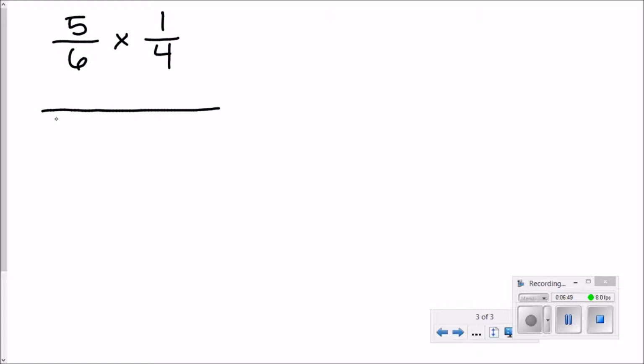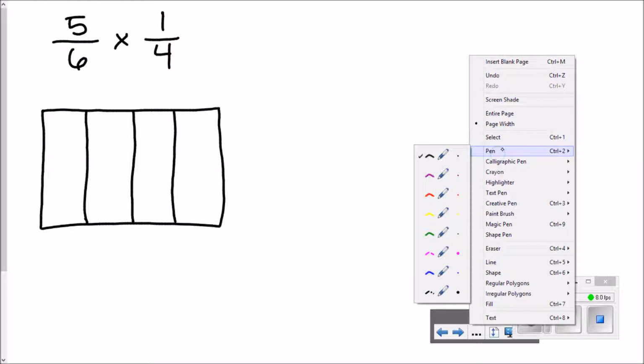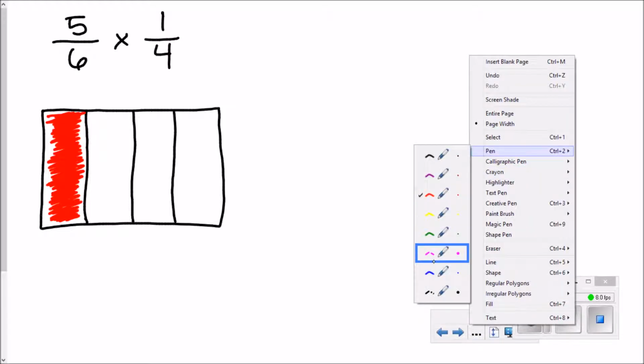So I'm going to go ahead and draw my model so that I have that 1/4 represented. I'm going to shade in the 1/4. Let's go with red again. Now, this problem is 5/6 times 1/4. And remember, we're going to think of that as 5/6 of 1/4. So I'm going to take that 1/4, cut it into 6 parts, and then I'm going to shade in 5 of the 6. Let's use blue this time.